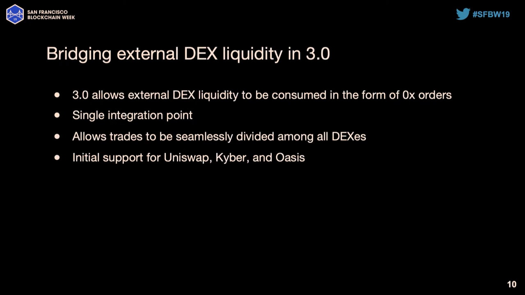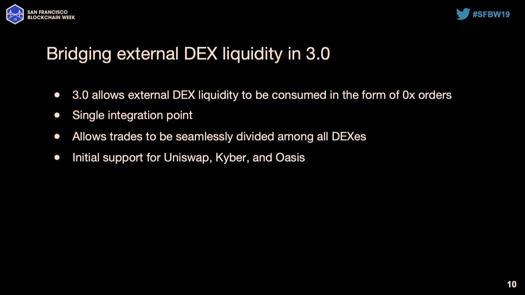And then the third way we are addressing the liquidity aggregation problem is by allowing ZeroX to bridge liquidity with other on-chain decentralized exchanges. So there's a mechanism in 3.0 that allows other DEX liquidity to be represented in the form of a ZeroX order. This becomes a really nice single integration point for developers. They can tap into ZeroX and automatically get the liquidity of all these other decentralized exchanges. It also allows for really seamless market fills across decentralized exchanges.